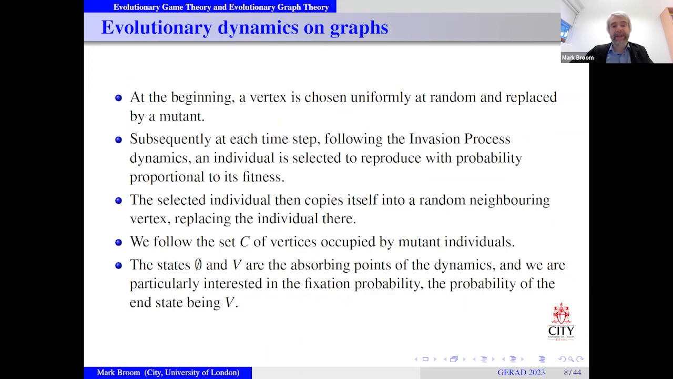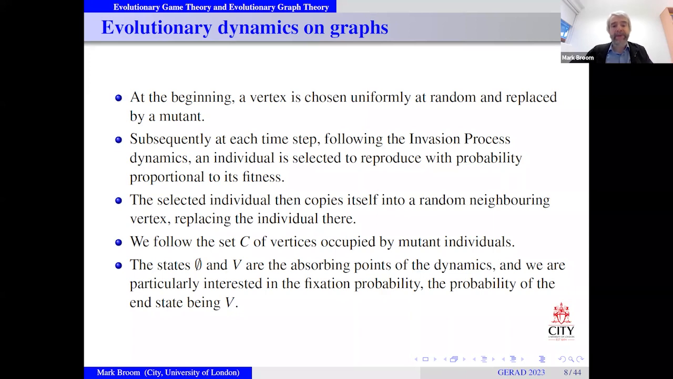So what you do, you start with a vertex that's selected, usually uniformly at random, but there are alternative versions based upon how replacements happen. But the standard model is uniformly at random, and you take that resident away and you put a mutant in its place. And then at each time step, you follow some dynamics. Now, one dynamics is called the invasion process, an alternative name is the birth process. So birth happens first. Fitness decides who's likely to give birth, and then you copy yourself into a random neighbor. So birth happens proportional to fitness, and then a neighbor is replaced.